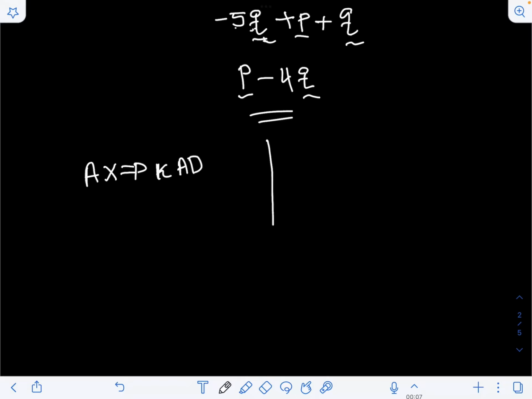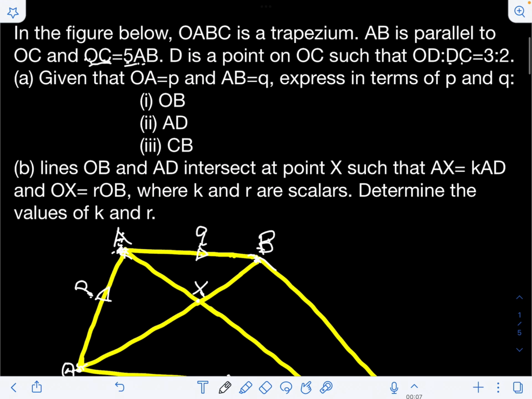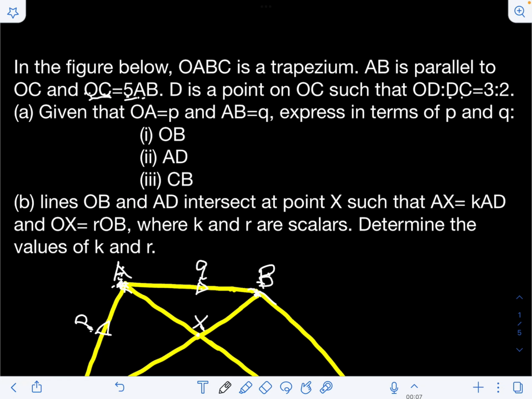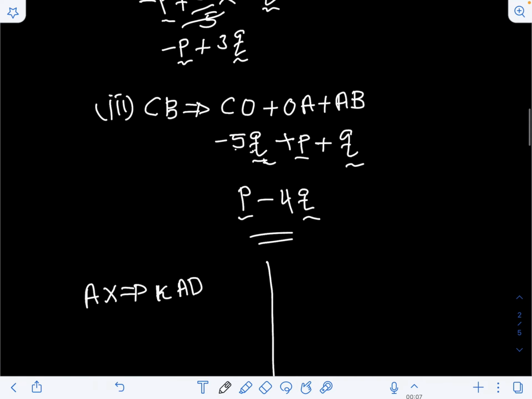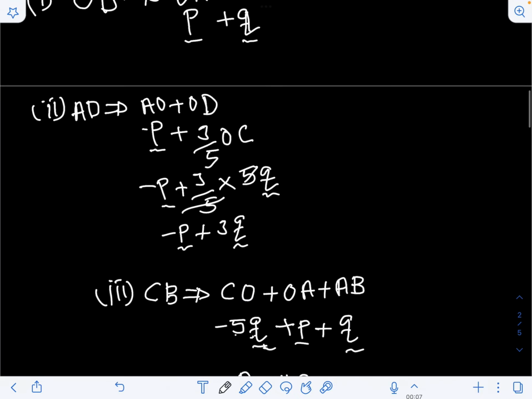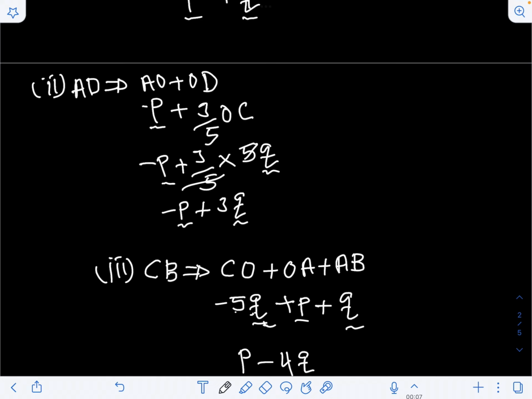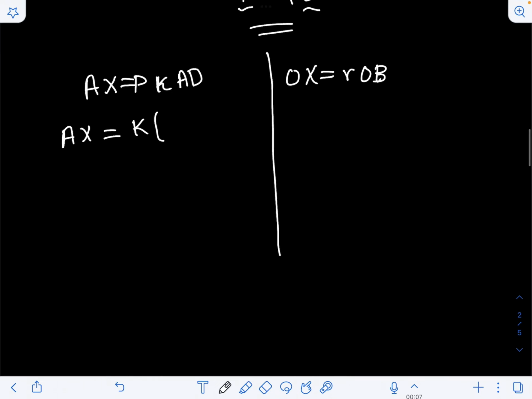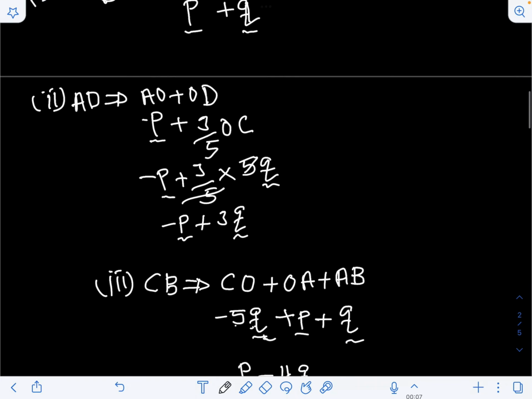Then the other part, which is OX is ROB. Very good. Then we can express this AX, which is K times bracket AD. What's our AD here? Our AD is negative P plus 3Q. Very good, as we can see here.